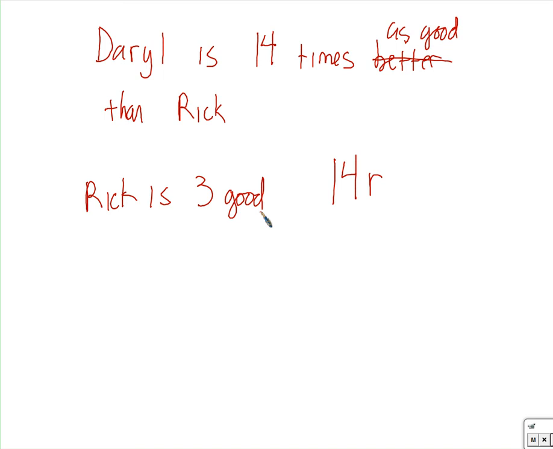11? He's 42 good. I multiply 14 times 3. Didn't we say 14 times r? Isn't Rick's goodness represented by r? So wouldn't we substitute 3 for r? Yeah. And so we're going to multiply 14 times 3. So if Rick is 3 good, then Daryl is 42 good.